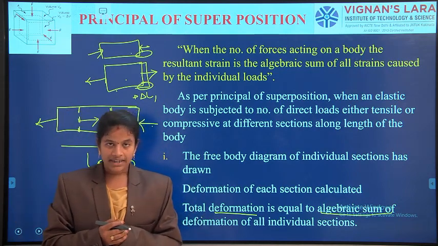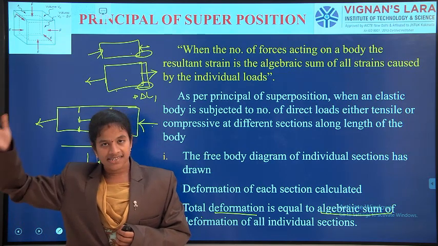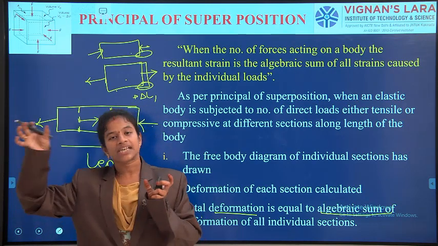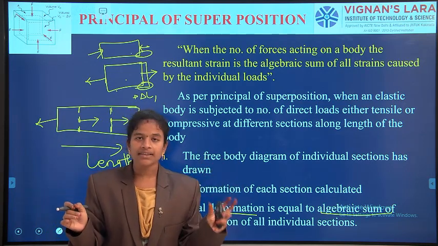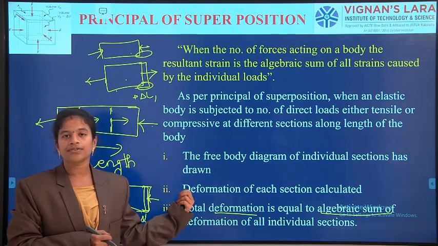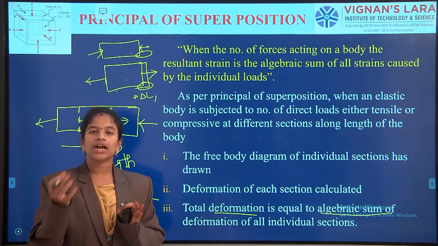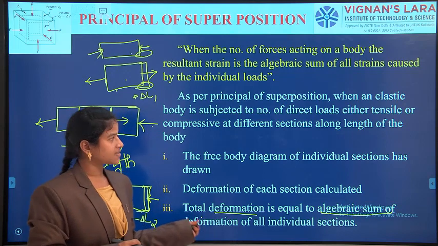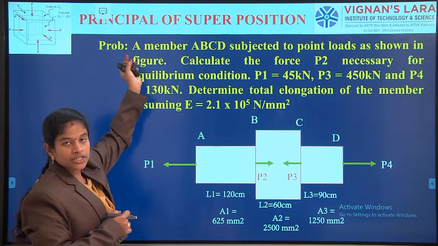When we are applying different direct loads on a body at different sections, we calculate the strain of each section separately by separating them into free bodies. Firstly we separate them into free bodies, and then we calculate the deformation, and then we take the algebraic sum. So, overall deformation is equal to the individual algebraic sum of the respective deformations. Right? Next, see the problem for the principle of superposition.